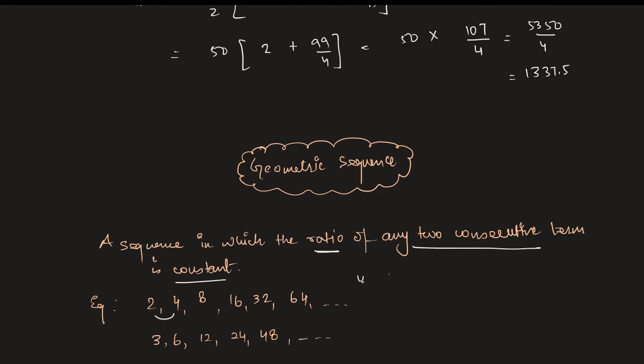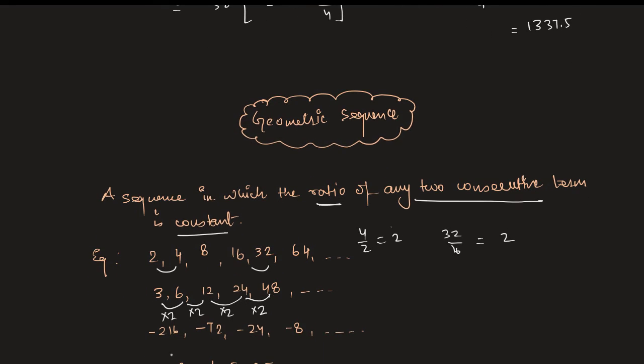Now if you see, 4 divided by 2 gives us 2. 32 divided by 16 gives us 2. 6 divided by 3 gives us 2. 12 divided by 6 gives us 2. This ratio is also 2, this ratio is also 2. Or simply I can write it down: 3 multiplied by 2 gives us 6, 6 multiplied by 2 gives us 12, 12 multiplied by 2 gives us 24, 24 multiplied by 2 gives us 48.